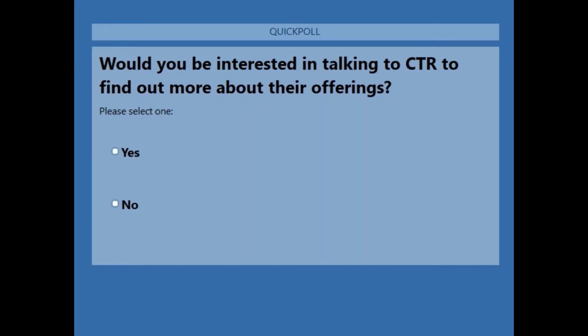That makes sense. I'm sorry, didn't mean to cut you off there. No, go ahead, Shelby. I was going to let folks know we popped up that other poll too. Would you be interested in talking to CTR to find out more about their offerings? Just so folks know, if you want to connect with them, please take the time to answer that poll question. And Adam, I'll turn it back over to you to continue the questions and answers. No, you're doing great. It looks like we've got the poll going.